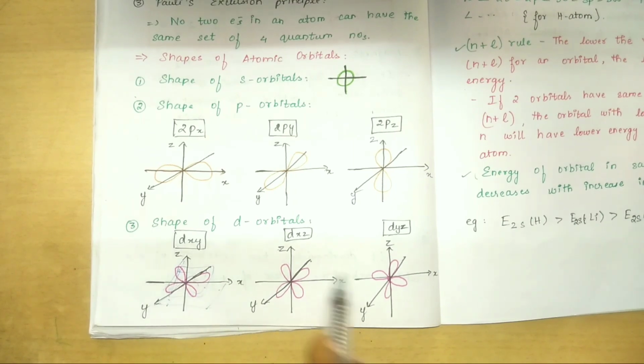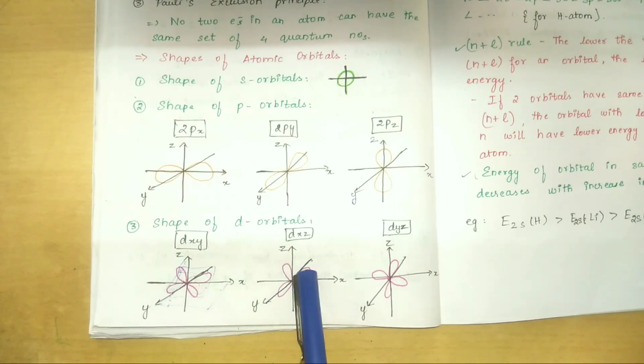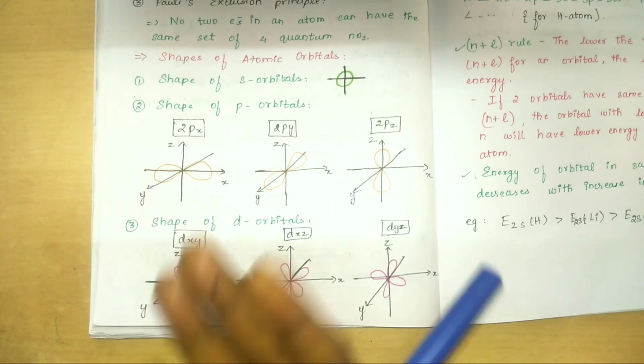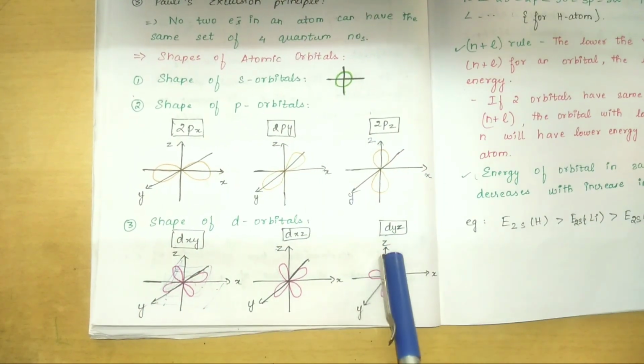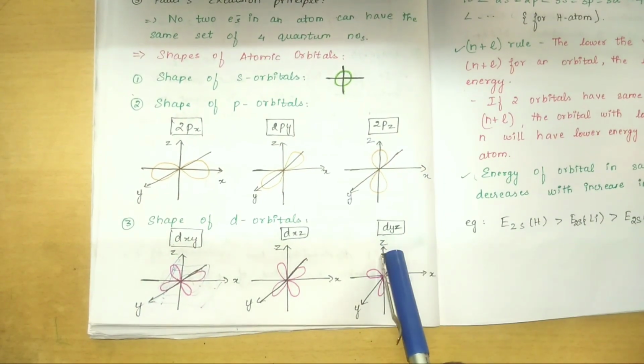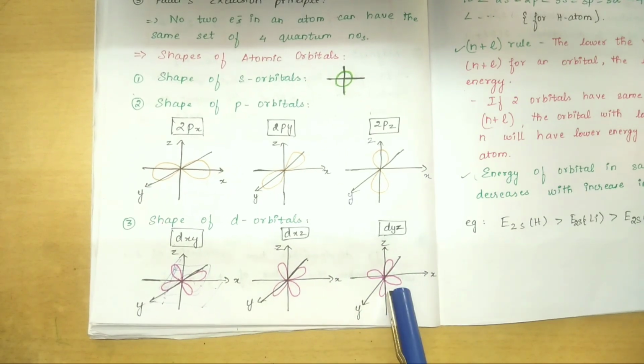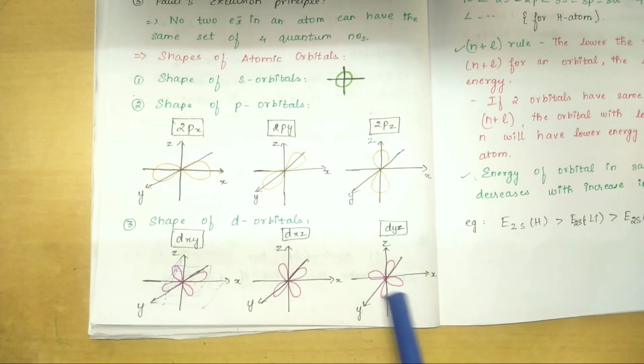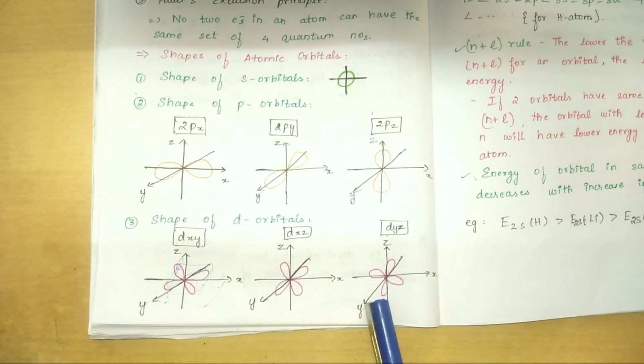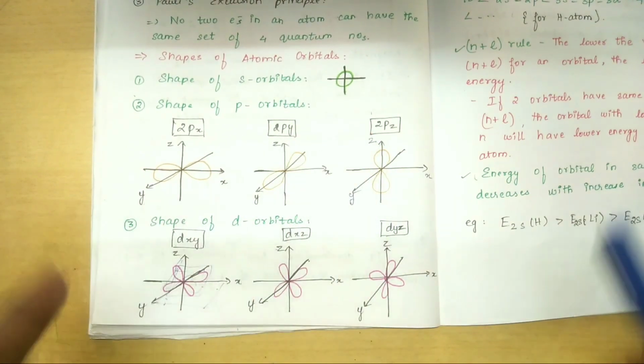Then dxz means the double dumbbell shaped orbital is lying in the xz plane. Here this is the xz plane and it is lying likewise. Then dyz means the double dumbbell shaped orbitals are aligned in the yz plane. Here this is the yz plane and it is aligned likewise.